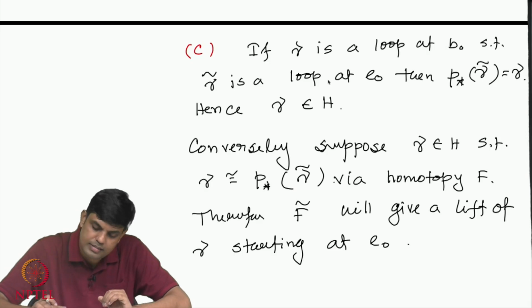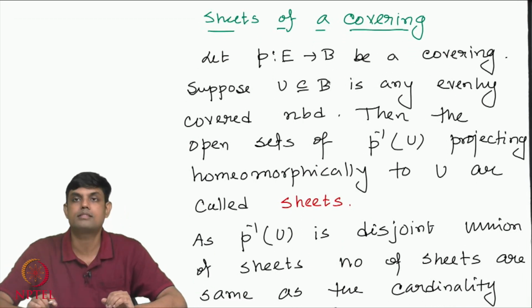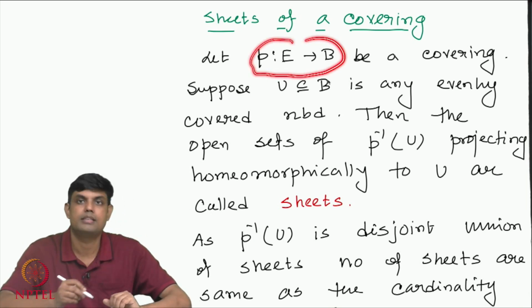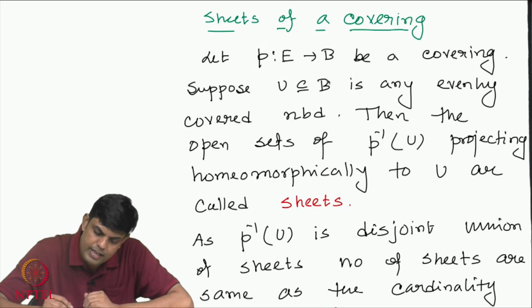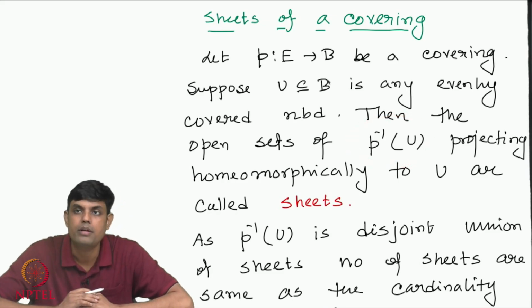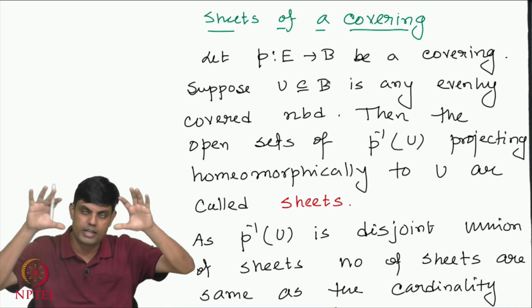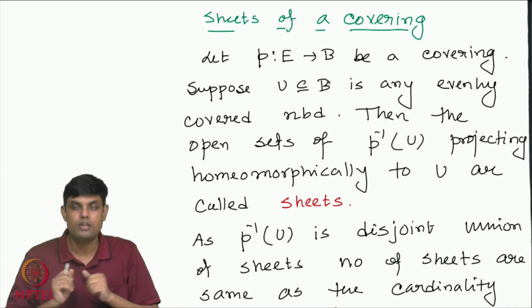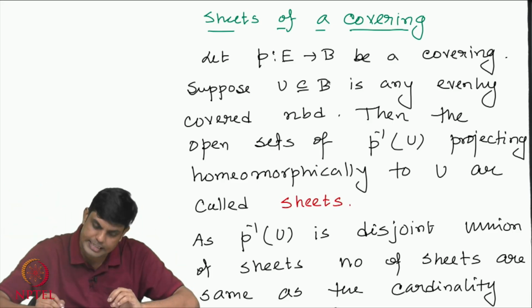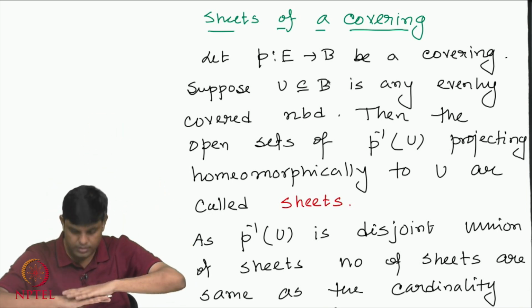Now, let us see how we can use this proposition. This proposition is useful in many contexts. So, let us discuss something which is called the sheet of a covering. Suppose P from E to B is a covering map, and you take an evenly covered neighborhood U, then the open sets in P inverse U project homeomorphically to U. So, P inverse U will be a disjoint collection of open sets, each of them projecting to U. Each of these open sets which homeomorphically projects to U is called a sheet. You can think of them as the layers or sheets which project directly to U.